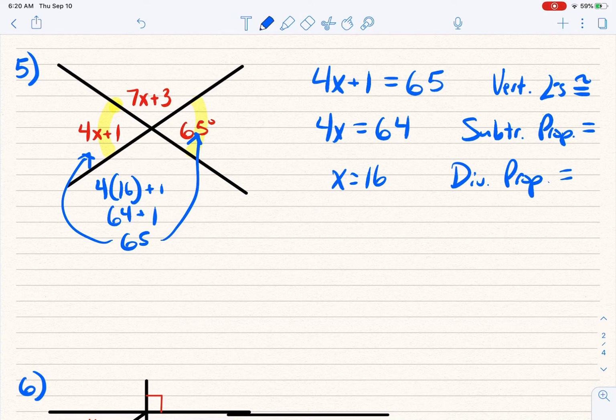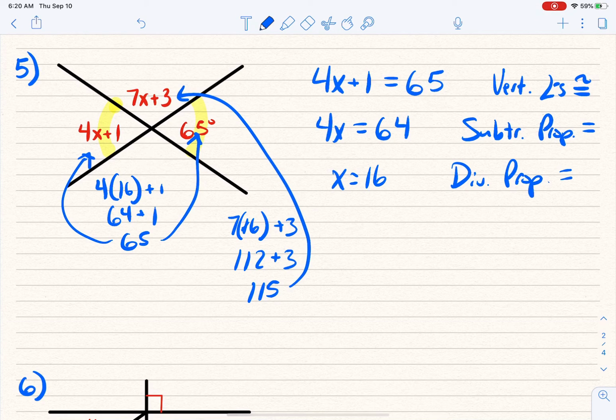And then I could plug that into the other one, say 7 times 16 plus 3. 7 times 16 would be 112. 112 plus 3 would be 115. And does that make sense for this angle? Of course it does. Because 65 and 115 add up to be 180. Okay, so that makes sense.